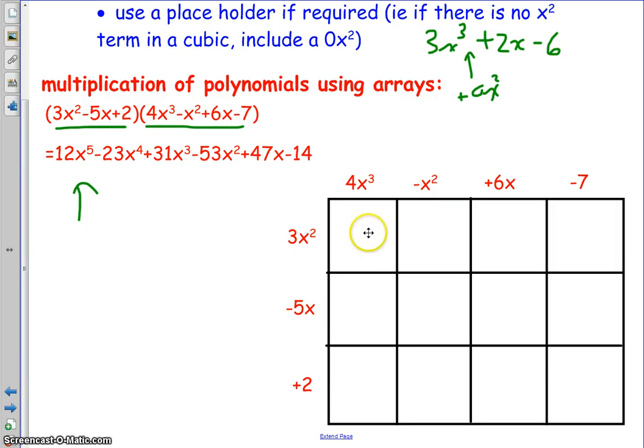Okay, so using your array here, try and fill in each box inside here and see if once you simplify all your like terms, you wind up getting this answer up here. So give that a try for a couple minutes, and if you get it, you can move on to the next example. Otherwise, when you push play, we'll go through it together.